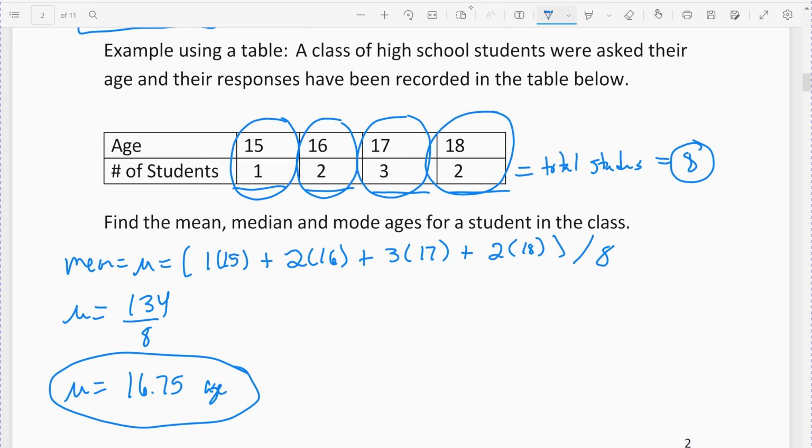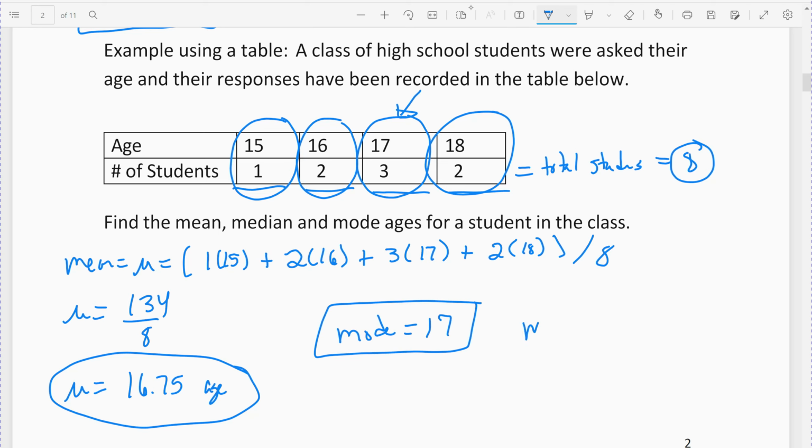16.75. So between 16 and 17 years old is the average age. All right, now mode. Again, mode typically is easy. It's which group had the most. 17, right? There were 3 17-year-olds. There were only 2 18-year-olds, 2 16-year-olds, and 1 15-year-old. And so the mode was 17. The most people in this class were 17, because there were 3 of them.